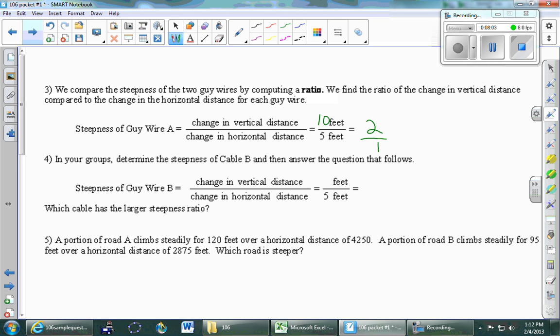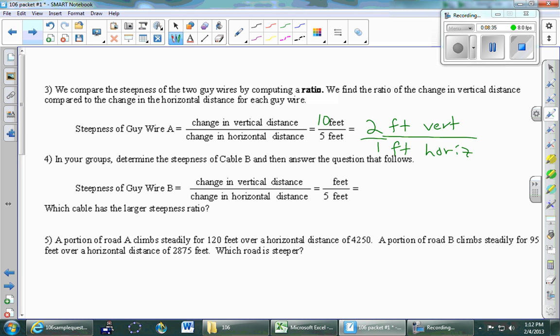And let's do the same kind of thing for the steepness of guy wire B. Oh, question? Michelle? Yeah, this actually doesn't have units because the feet cancel. So it's just 2 over 1, it's not feet, it's not anything. But really, it just means that for every 1 foot horizontal, the line goes 2 feet vertically. Yes, it's a pitch. Yes, very good.